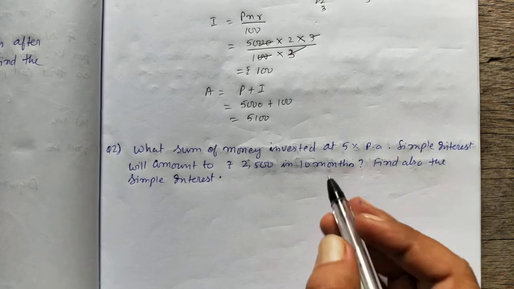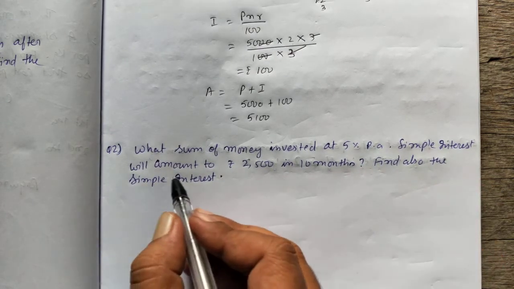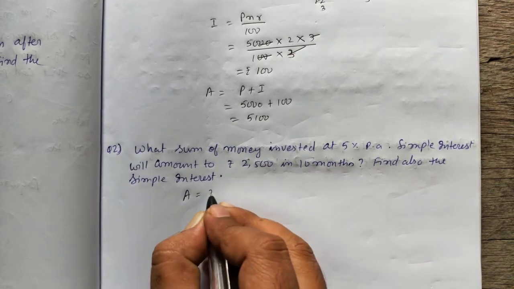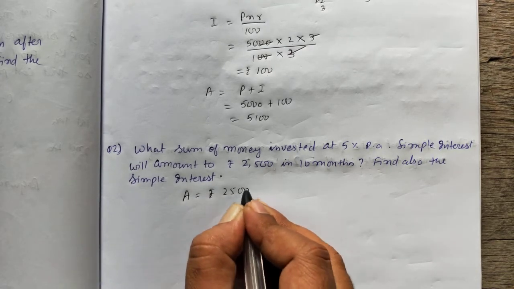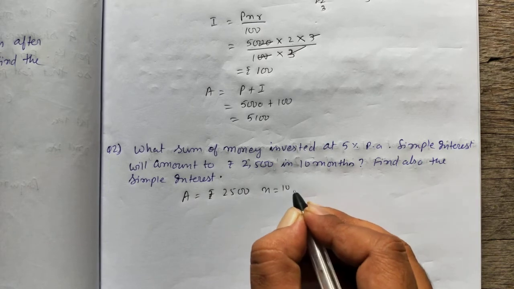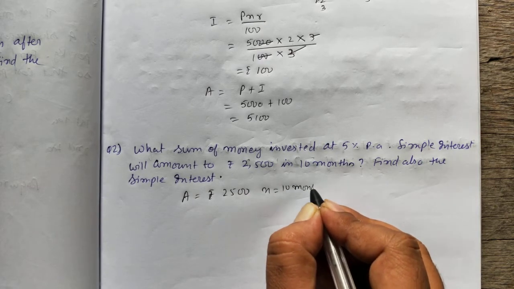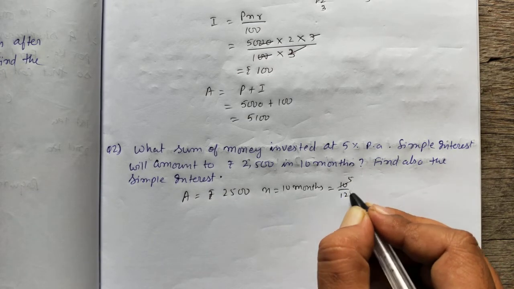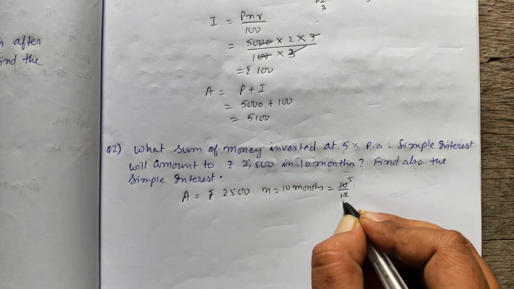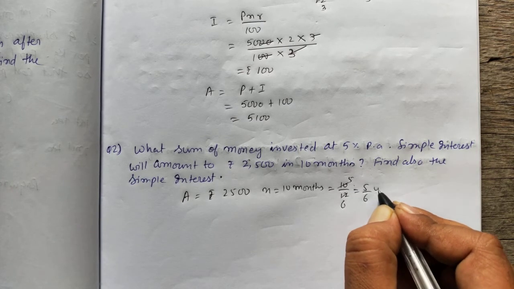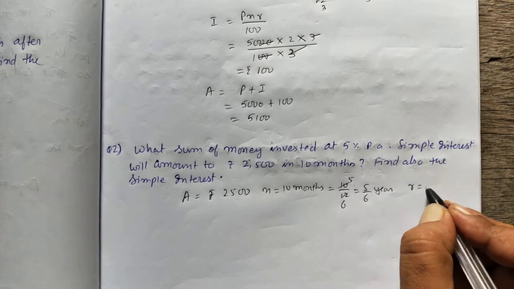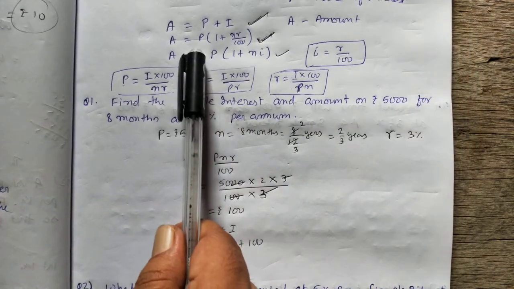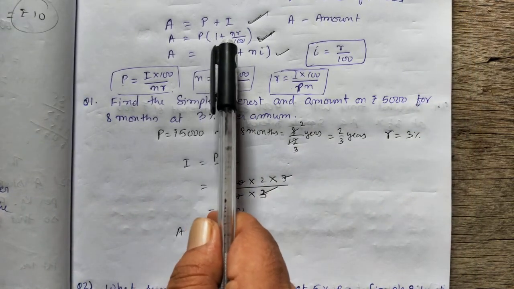What sum of money invested at 5% per annum, simple interest, will amount to rupees 2,500 in 10 months? So amount is given as rupees 2,500. N is 10 months. Convert into years: 10 by 12, which is 5 by 6 years. And the rate is 5%. The amount is given, so use the amount formula, this one: P bracket 1 plus NR by 100.